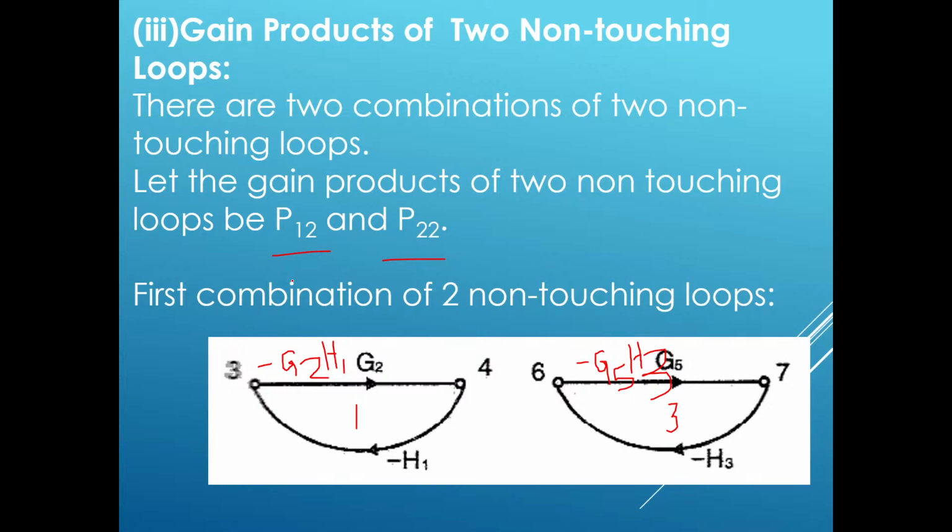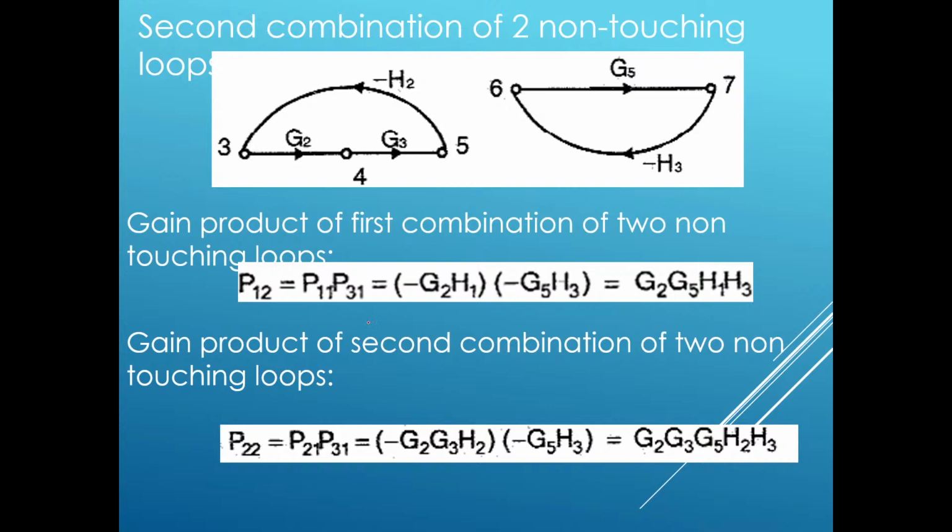Now we want the gain product of two non-touching loops. Simply multiply this loop gain with this loop gain, and you will get the P12 value. P12 is the product of minus G2 H1 and minus G5 H3. Minus minus cancel, so we get G2 G5 H1 H3.